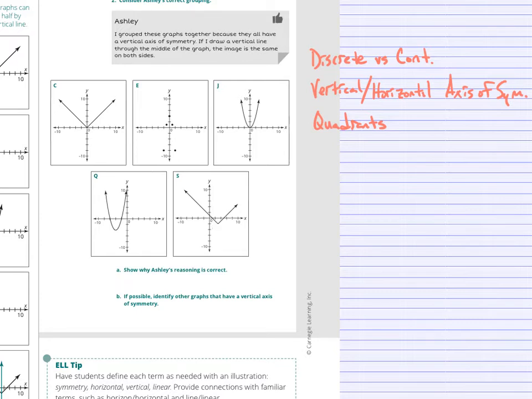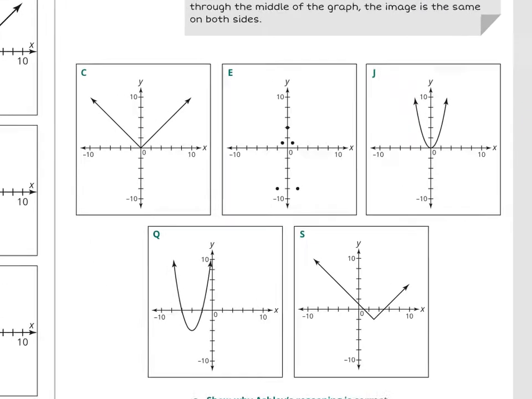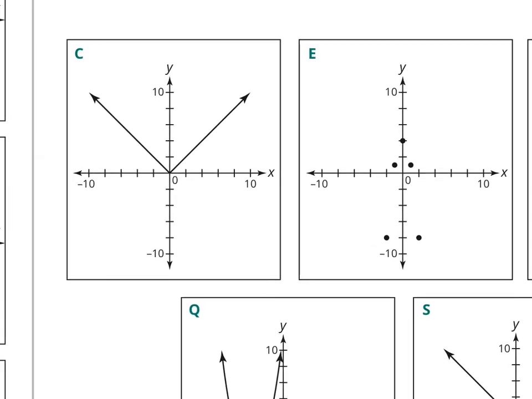Now let's go back and talk about vertical and horizontal lines of symmetry. A vertical line of symmetry is if I can draw a line straight up and down, and it's the same on both sides, it's a mirror image, then it has a vertical line of symmetry. So let's zoom in here on C. I can draw a line straight up and down right here. And that line would be x equals 0 because it crosses the x-axis at 0. And it is exactly the same mirror image on the left side as it is the right side. They are mirror images of each other. So this one has a vertical line of symmetry.